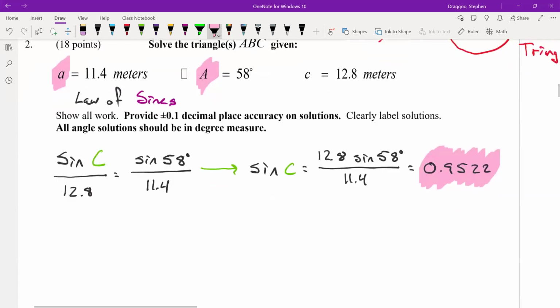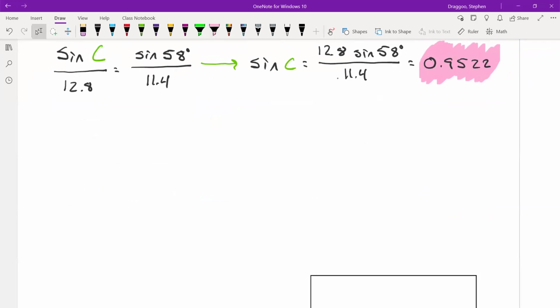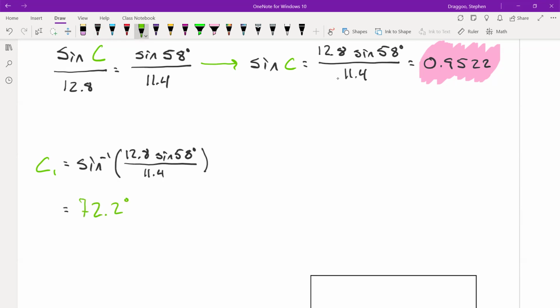Those are the two angles that we need to start with when we say there are two triangles in this problem. The first of which I can get by taking the arc sine of that number. So I'll say C1 is the sine inverse of everything on that other side, 12.8 times the sine of 58 degrees over 11.4. And I got 72.2 degrees. So that's angle C1.